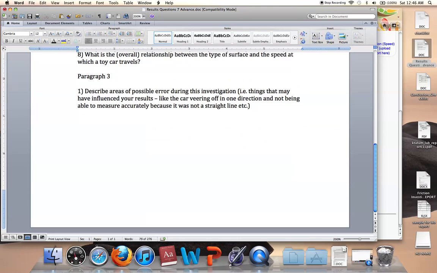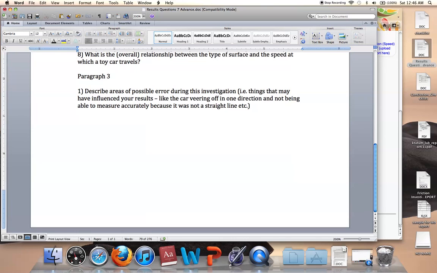So maybe when you let your car go, it veered off to the right. Well, in measuring that distance traveled, how well did you measure that distance, because it was a curved path and not a straight path. So that may have influenced your results, because your distance may not have been recorded correctly. Therefore, when you did distance divided by time, you didn't get an accurate speed.